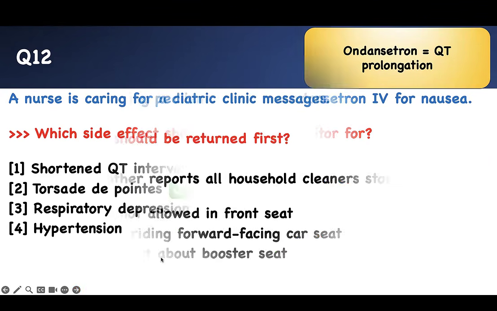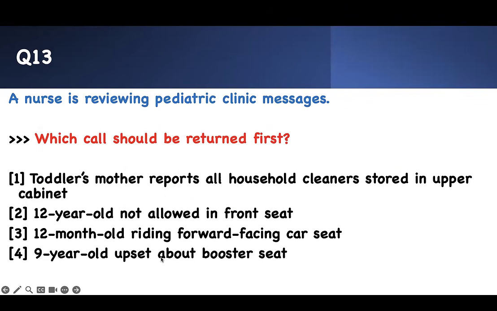Number 12, done. 13, a nurse is reviewing pediatric client messages. Which call should be returned first? This is prioritization, patient prioritization. If you need more, check out the after-class B-sharp videos. You can master prioritization 101. What do you think I need to call first?